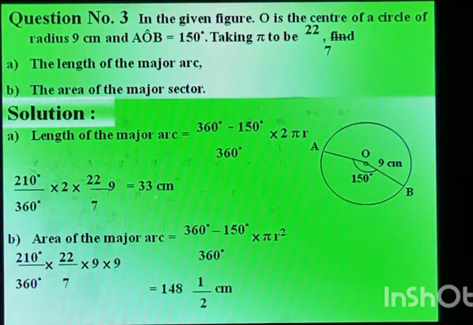Yes. And we have a question that we need to find the length of the major arc. This is AB again, major arc, and the area of the major sector. First of all, we're supposed to find the angle of the major sector. Radius is already given. Then with the help of the angle at the center, we will be able to find the length of the major arc as well as the area of the major sector.